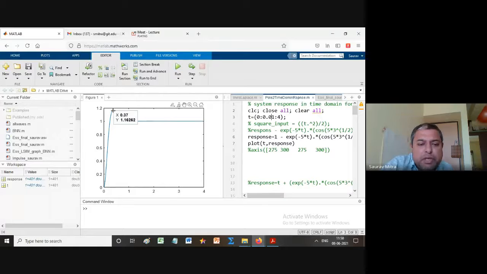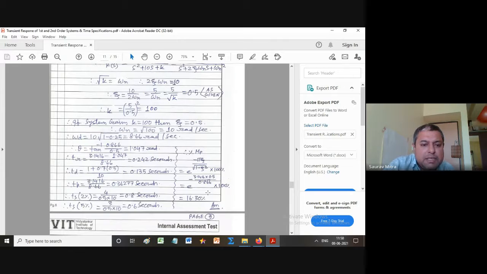And peak overshoot is 1.162. You can find out, that means 16.2%. Okay, actually it is 16.3% we had found out. It is 16.3% peak overshoot. These are the values. And there are 2 things. One is Ts equal to 0.8 seconds, and Ts at 5% is equal to 0.6 seconds. So these are the 2 things I will explain.